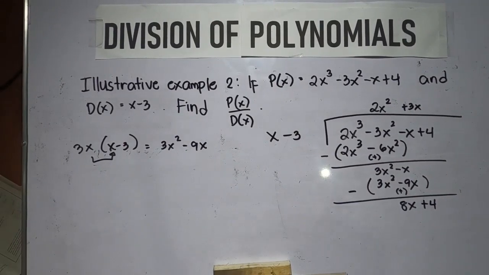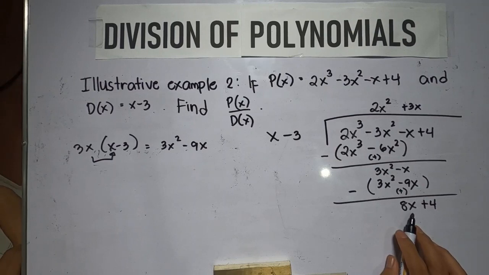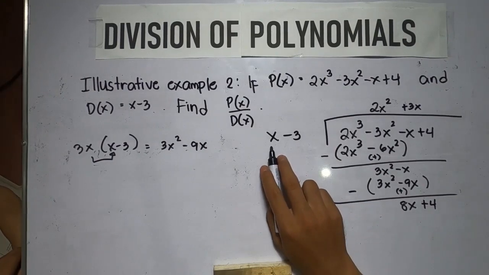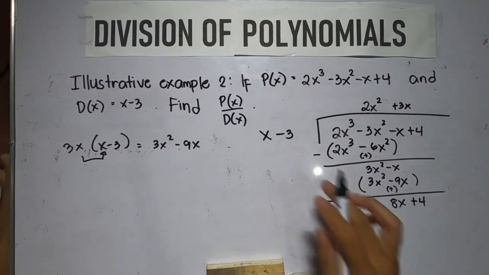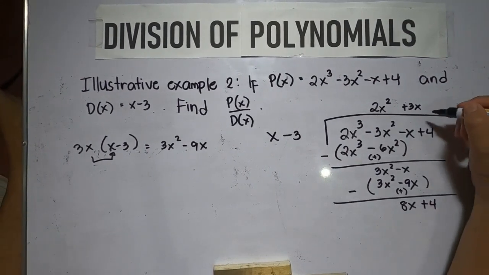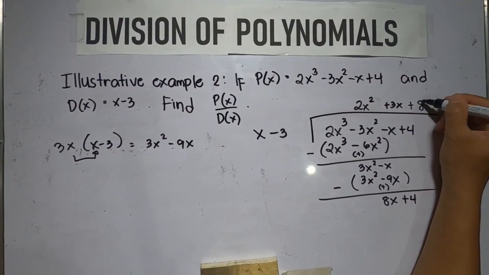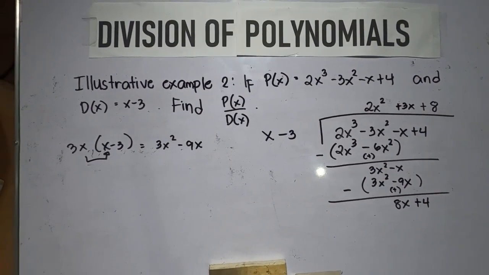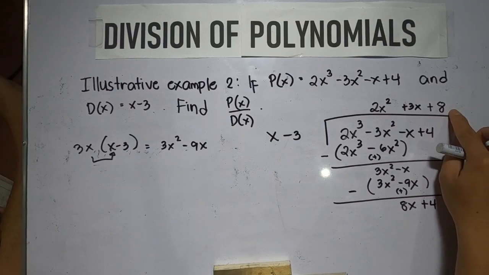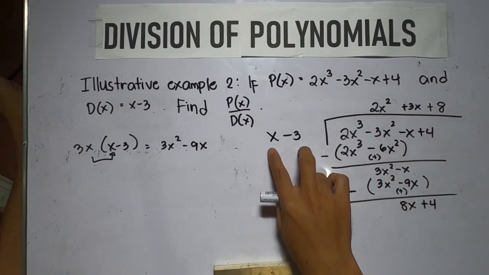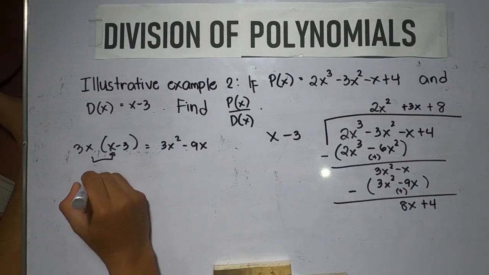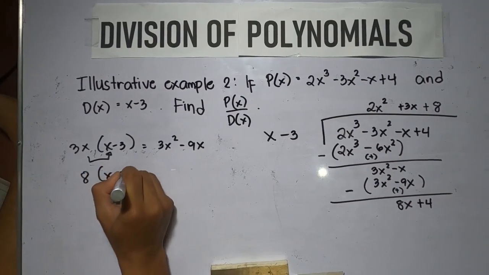Then, repeat the process. Find the quotient of the leading term, 8x, and the leading term of the divisor, which is x. 8x divided by x is positive 8. Then, find the product of 8 and the divisor. 8 times x minus 3.